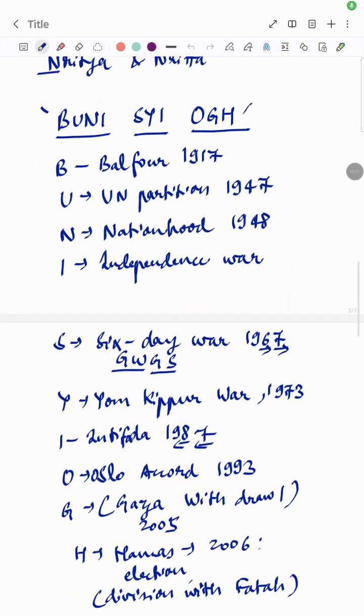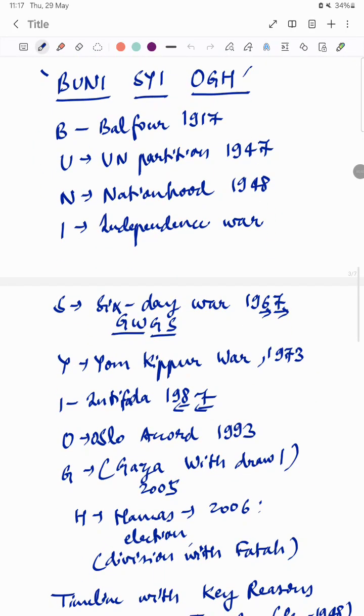To remember the Israel-Palestine conflict, the chronological sequence to understand the events is BUNISYICOGHO. BUNI: B stands for Balfour Declaration, 1917. It promised a Jewish home. In this, the British supported a Jewish homeland in Palestine.